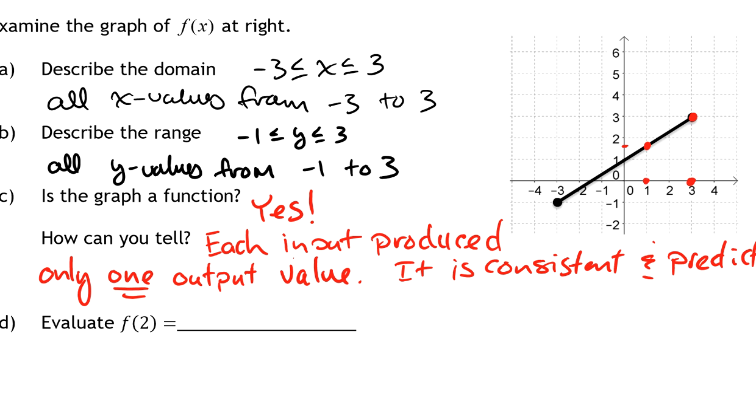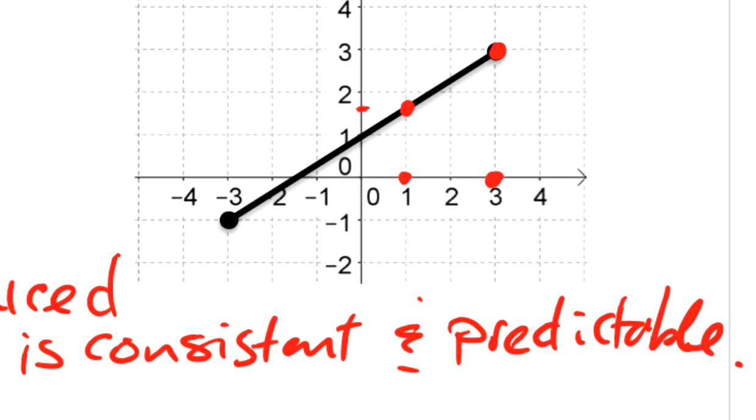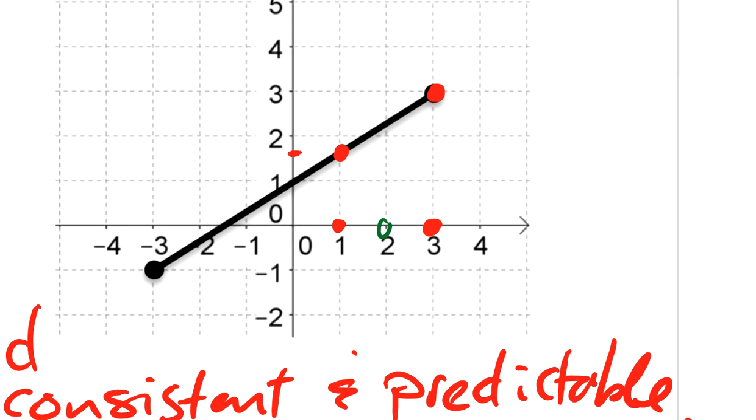And then finally it asks us to approximate what we get when we place x is 2 into the function. So you can see if I'm placing the value x is 2 into this function, I'm just following up until I hit my curve.